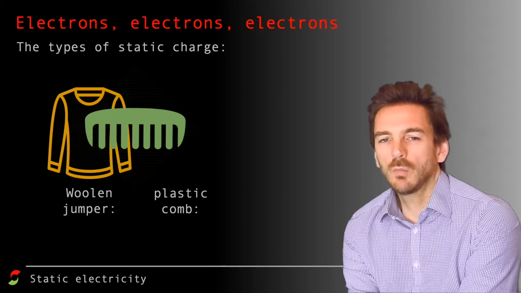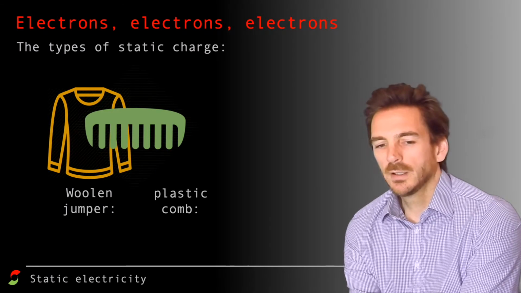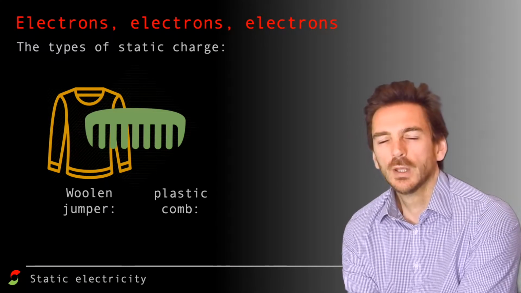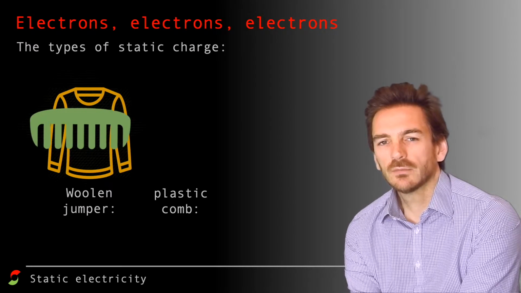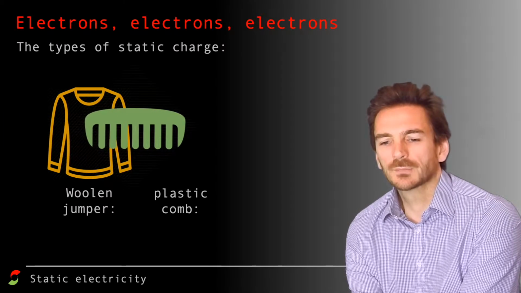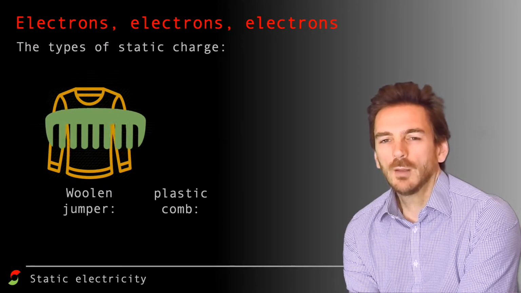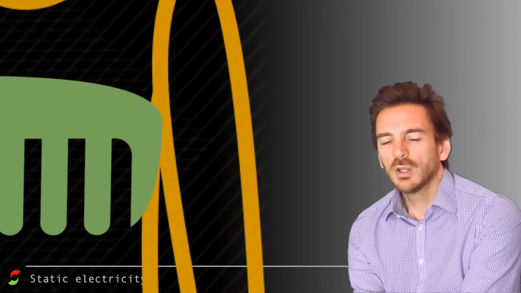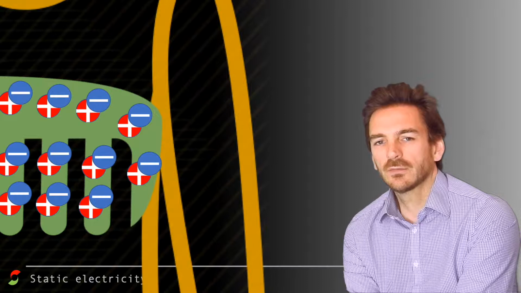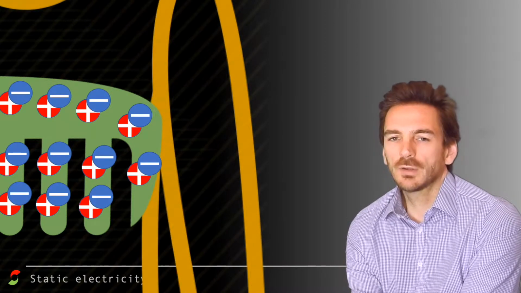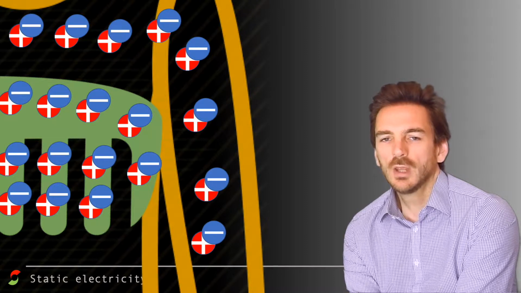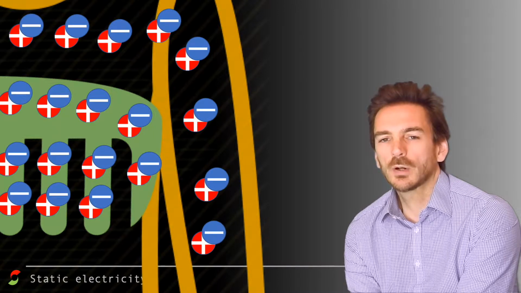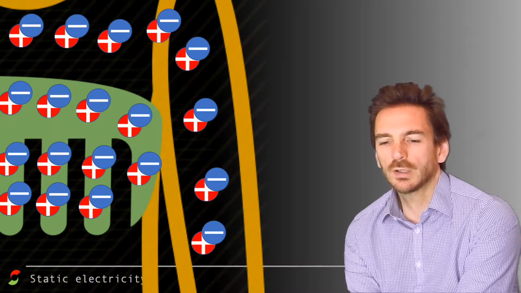So let's have a look at an example that we've got here. It's either an oversized comb or a very small jumper. Anyway, it involves 2 insulators, and one is going to be rubbed against the other. So we've got friction between 2 insulators, which means there's going to be a build-up of static charge. If we look a little bit closer, they start off as neutral. That means both the comb and the jumper have got an equal number of protons and electrons, so there's no net charge on either of them.